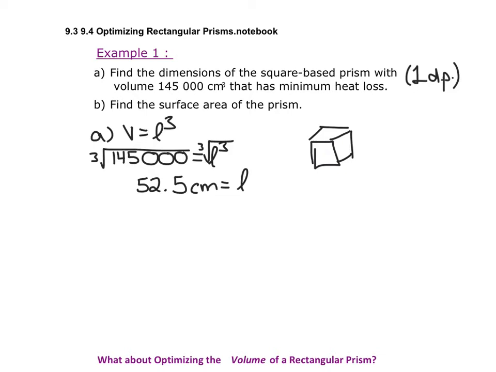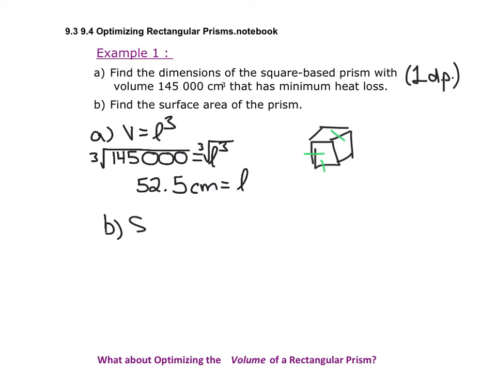Okay. So what we're saying in this situation is all of those side lengths are the same, right? Okay. So now that we have all the side lengths, what we can do is find the surface area, or the minimum surface area for that.